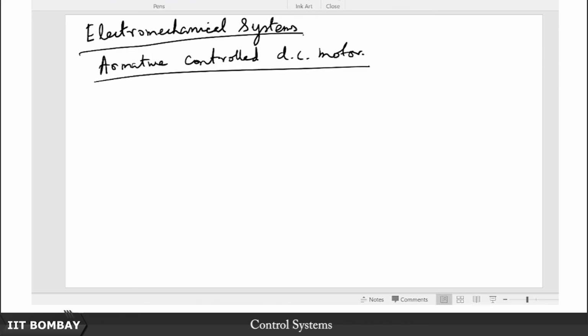A word to the wise, even though we might conclude our discussions on mathematical modeling of physical systems with this, it is by no means a suggestion that this is all there is to mathematical modeling. The reason why in this course we are discussing mechanical, electrical and electromechanical systems is because of the audience's expected familiarity with these systems. Now as a control engineer, you cannot crib and complain about it when you are given a particular system about which you have no idea.